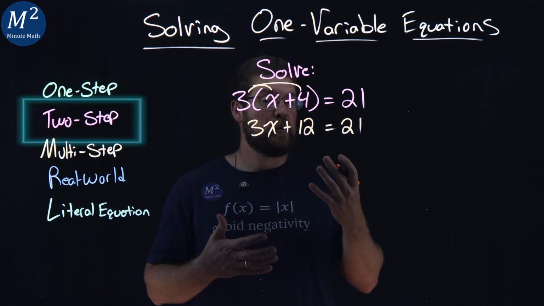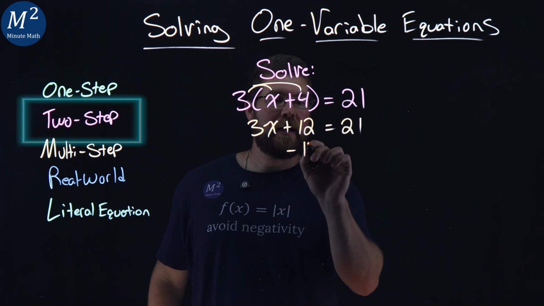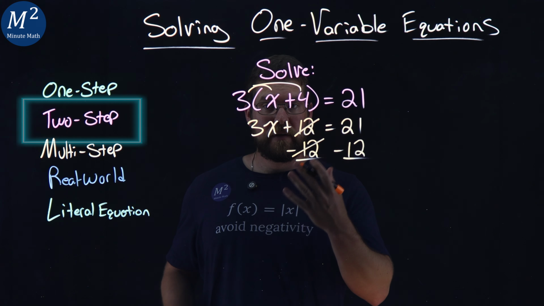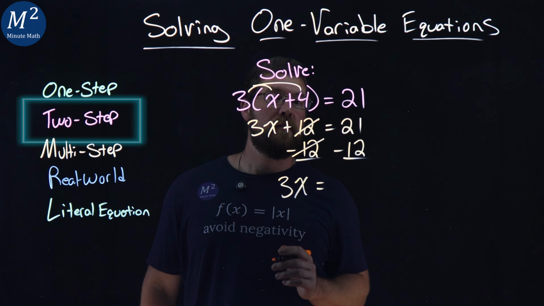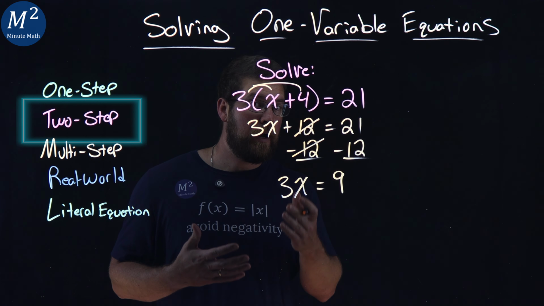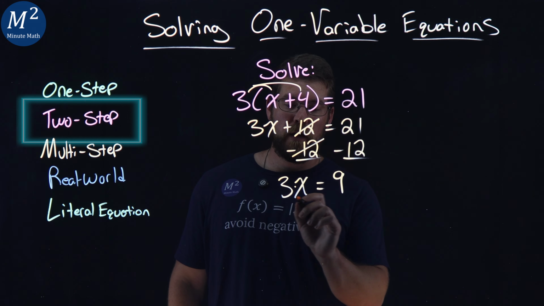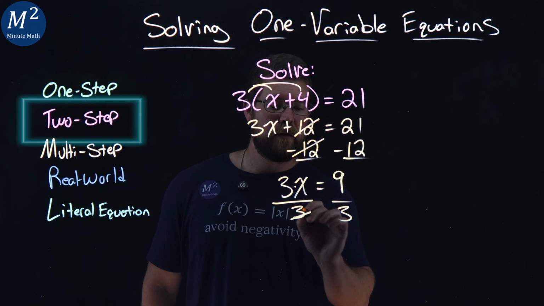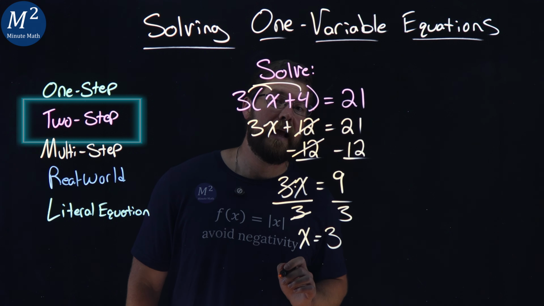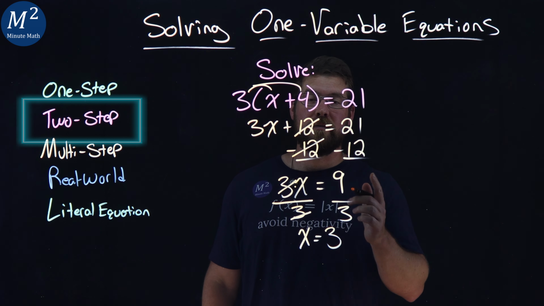Now from here, we want to still get x by itself. So I'm going to get rid of the 12 first and bring it to the right. I'm going to subtract 12 first to both sides of the equation. The 12's cancel on the left, leaving me with 3x on the left is equal to 21 minus 12, which is a 9. Now from here, I have 3x equals 9. That's multiplication. Opposite of multiplication is division. So I'm going to divide both sides by a 3. X is by itself here is equal to 9 divided by 3, which is a 3. And so now we solved here our two-step equation, and we got x equals 3.